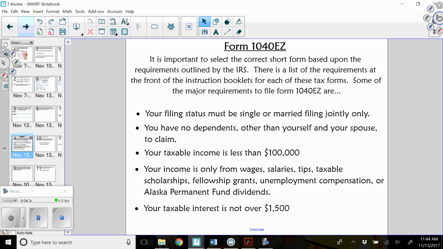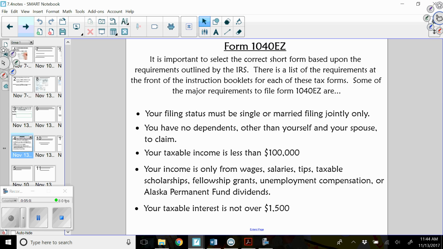But if you want to use the 1040 Easy, which is where most of you will probably fall, your filing status must be single or married filing jointly only. So if you're married but you're filing separately, you could not use this form. You have no dependents other than yourself and your spouse. So if you have kids, you cannot use this form. Your taxable income must be less than $100,000. So if you make more than $100,000, either you yourself or you and your spouse combined, then you can't use this form.